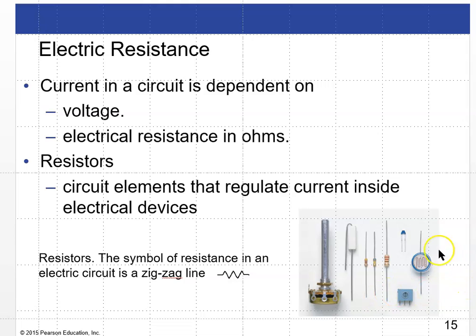And here are some pictures of resistors. Here, of course, this is a potentiometer. This actually is a variable resistance. These other ones are more or less constant. A symbol of resistance in an electric circuit is a zigzag line.